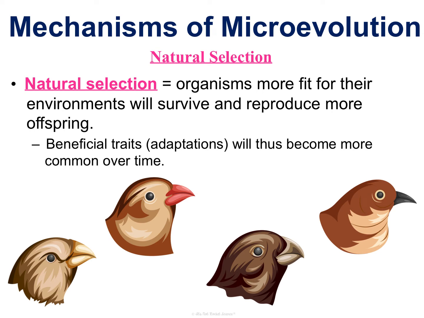Natural selection, by definition, is when organisms are more fit for their environment. They're going to survive to be more reproductive, and more reproductive individuals create more offspring, and therefore the pool of available genes can change by those more successful individuals. So if they have a beneficial trait, some sort of adaptation, they're going to become more common over time. A non-advantageous adaptation can definitely lead to death and low reproductive rates.